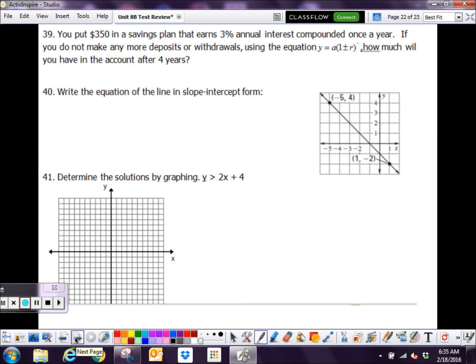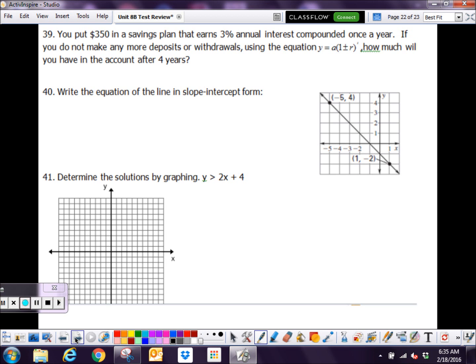39, you put $350 in a savings plan that earns 3% annual interest compounded once a year. If you do not make any more deposits or withdrawals using the equation y equals a times 1 plus or minus r to the t power, how much will you have in the account after 4 years?